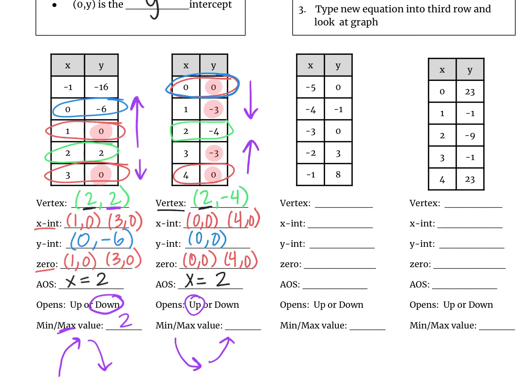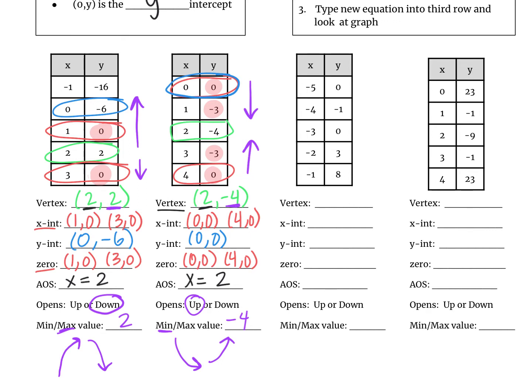Okay? And now we look at our min or max value. In this case, we do have a minimum value. And our minimum value is the y value of the vertex. That y value is negative 4. All right, so that is the first way we look at key properties on the graph.